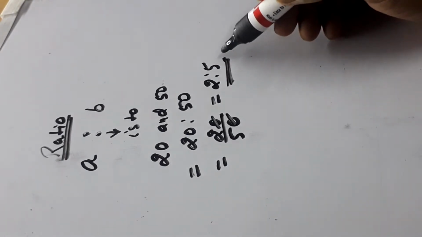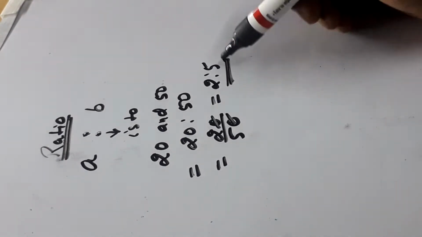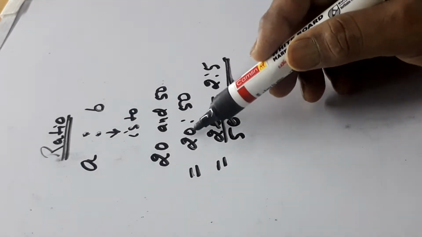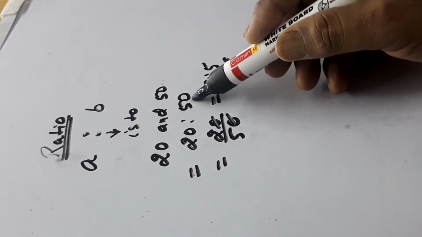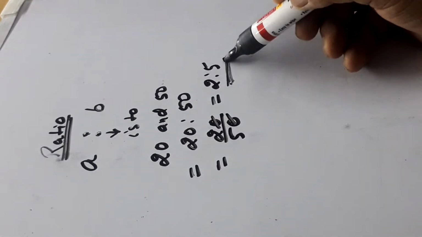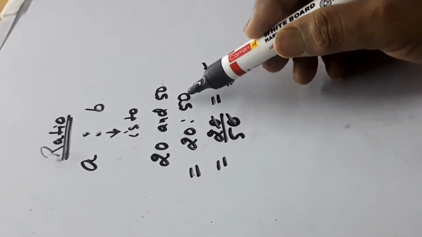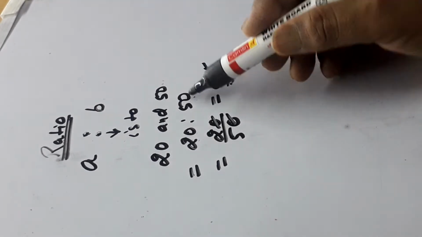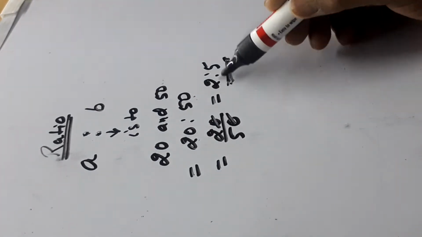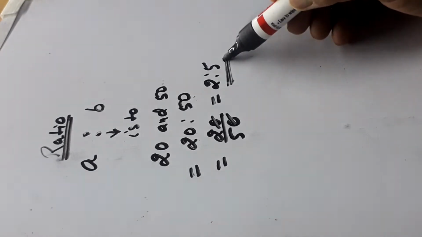If we want to find whether the ratio is in simplest form or not, we find their HCF. If HCF is 1, they are in simplest form. Here the HCF of 20 and 50 is 10. They are not in simplest form. But here the HCF of 2 and 5 is 1. They are in simplest form.